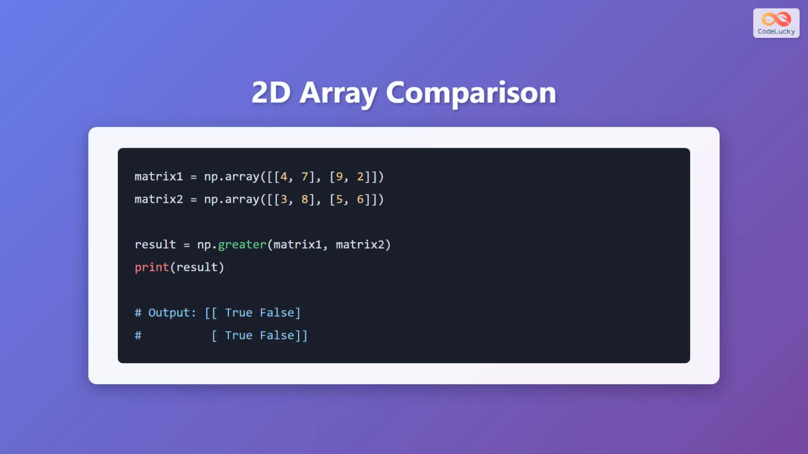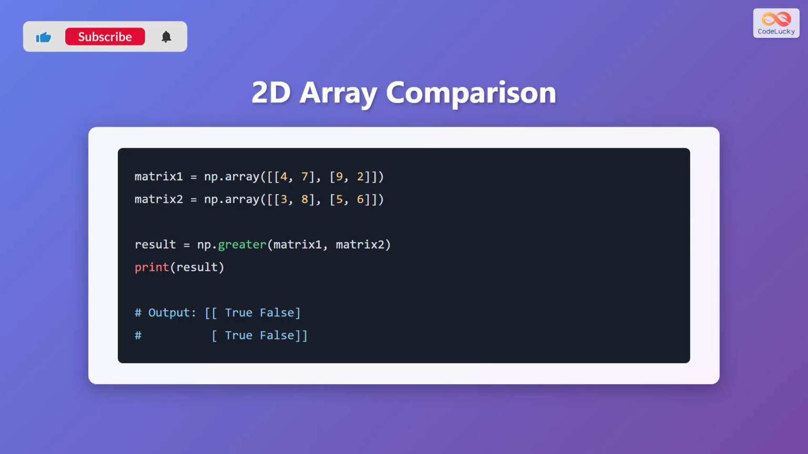The function works seamlessly with multidimensional arrays. We create two 2x2 matrices. Matrix 1 has 4 and 7 in the first row, 9 and 2 in the second row. Matrix 2 has 3 and 8 in the first row, 5 and 6 in the second row. When we compare them with np.greater, it performs element-wise comparison.